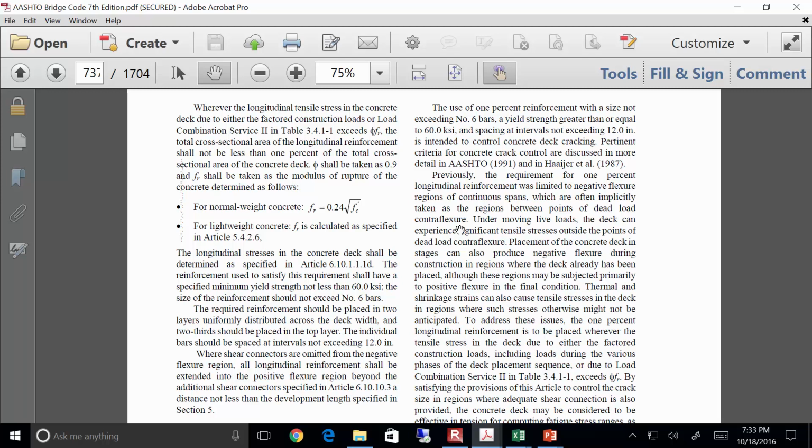The reason they did that is because all of the other limits and checks in the spec are written in terms of KSI. So they just sort of rewrote this in that fashion. F sub R, if you remember from concrete design, we calculated it as like 7.5 times the square root of FC prime. The difference between the 7.5 and the 0.24 is factoring out that square root of 1,000, the PSI to KSI conversion. That's it. So yeah. Everybody okay with that? All right.